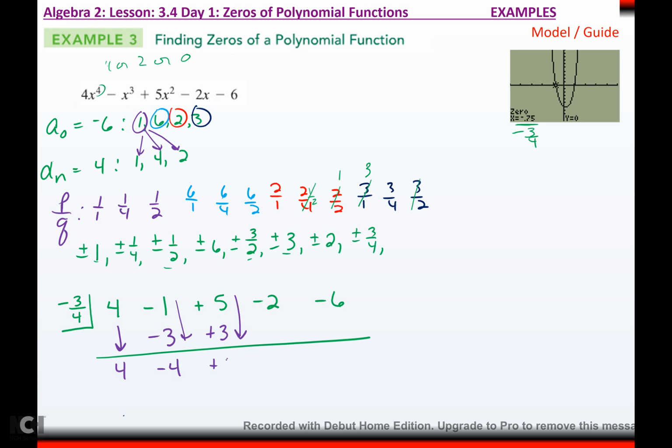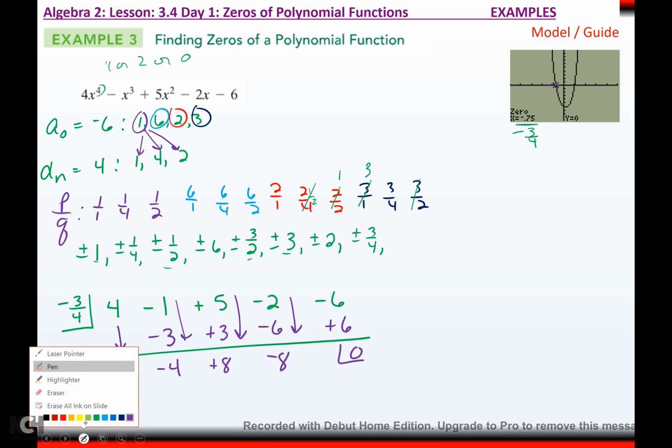5 eats 3, comes out positive 8. I promise, type it in a calculator. Negative 3/4 times 8 is negative 6. That comes out negative 8. Times negative 3/4 comes back positive 6, which gives me a remainder of 0. And it better, or my graph is lying to me. So now that drops me down to a third degree function. So this will be 4x cubed minus 4x squared plus 8x minus 8.